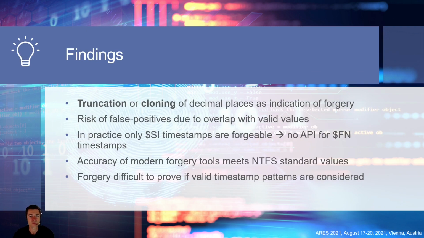As a result, we can summarize that truncation or cloning of decimal places in file timestamps can be an indication of forgery. But we shouldn't forget that there is the possibility of false positives when valid timestamps happen to fall on these values. In practice, only timestamps of standard information can be falsified, as the use of ZMaze is basically prevented by security measures. We have shown that current tools such as Timestamp Forger or N-timestamp support the standard accuracy of NTFS times. Together with the knowledge of permissible timestamp patterns, forgeries are therefore very difficult to prove.